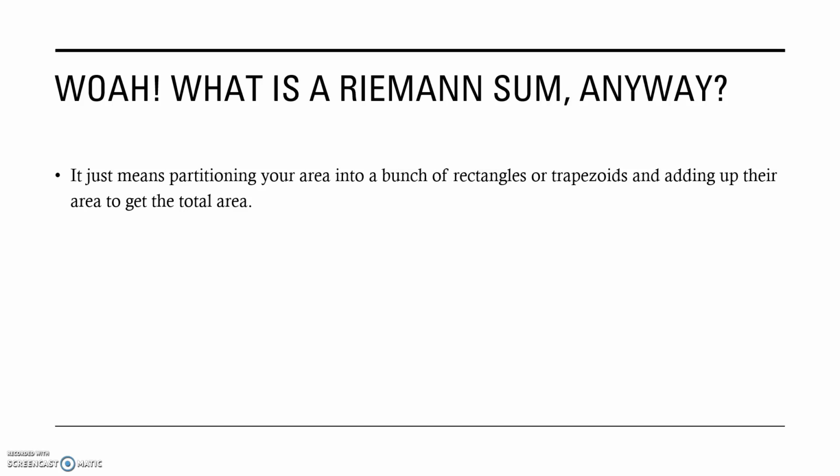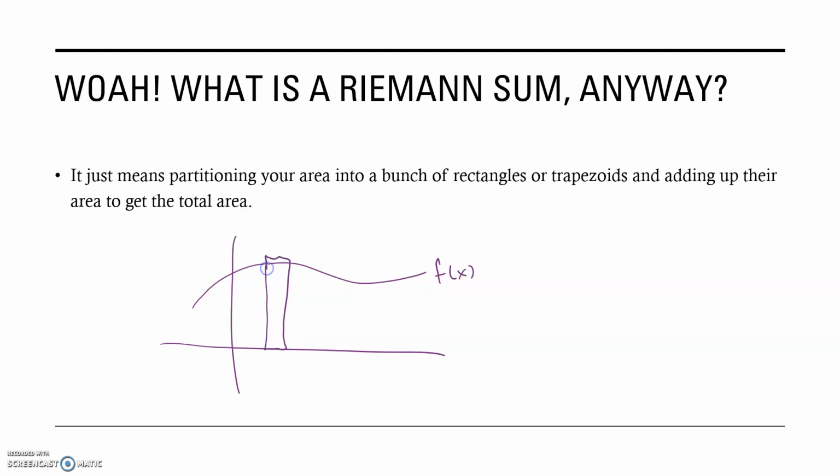Whoa, what is a Riemann sum anyway? I never mentioned it yesterday, but a Riemann sum is whenever you take your area beneath the curve, so you've got f of x here, and we take that area and slice it into a whole bunch of rectangles. So we're going to add up those rectangles. The addition of those rectangles is the sum. They could be trapezoids, they could be rectangles, whatever you're adding together to get your total area.